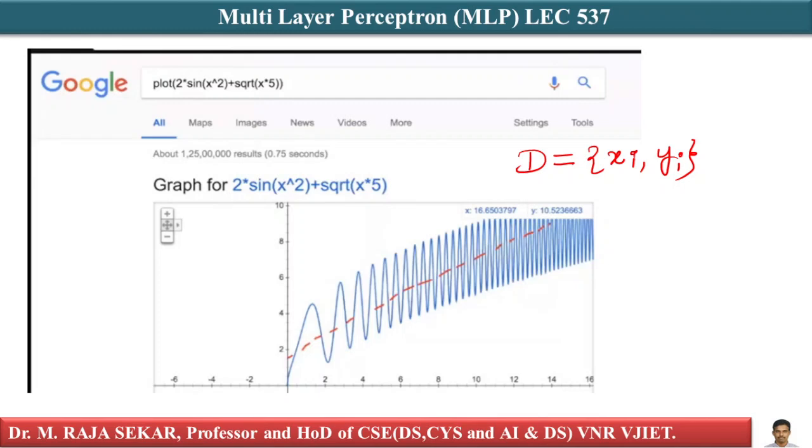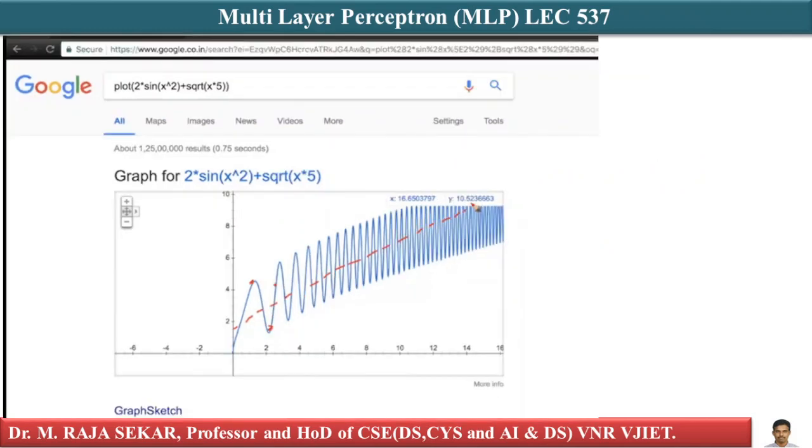If I am doing simple linear regression on my data set capital D equal to xi, yi, linear regression is not sufficient, because you see there are pairs of points here, points like this, that are away from this particular regression line. So what do I do? Simple linear regression is not working.